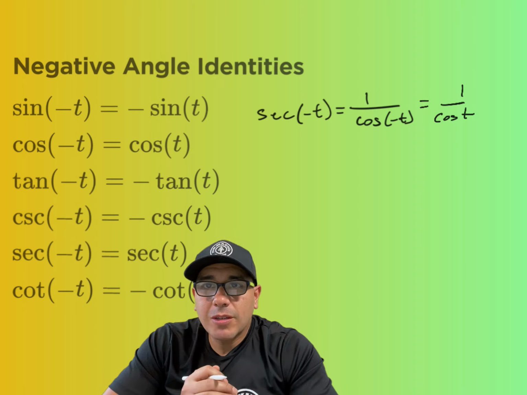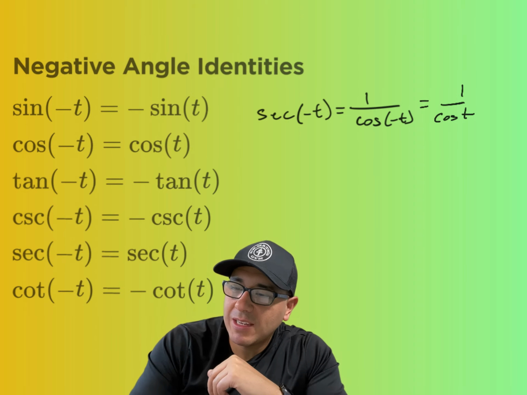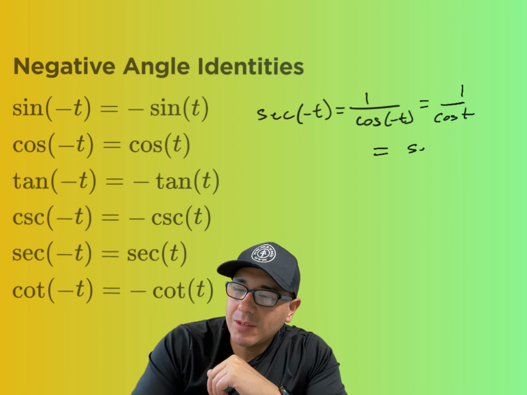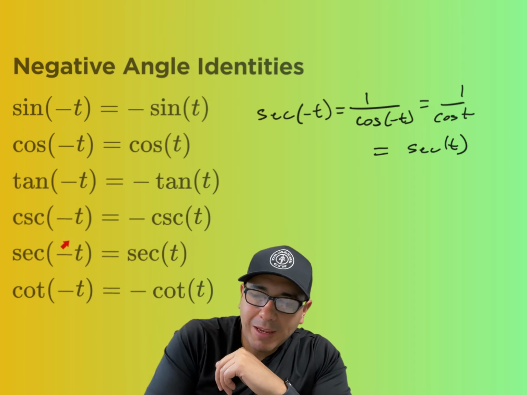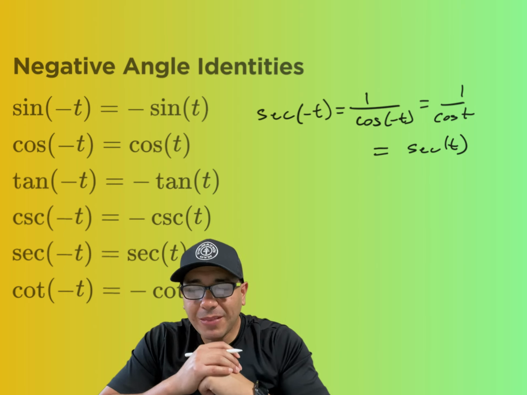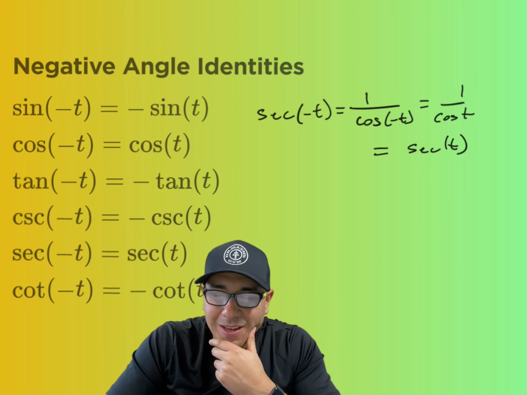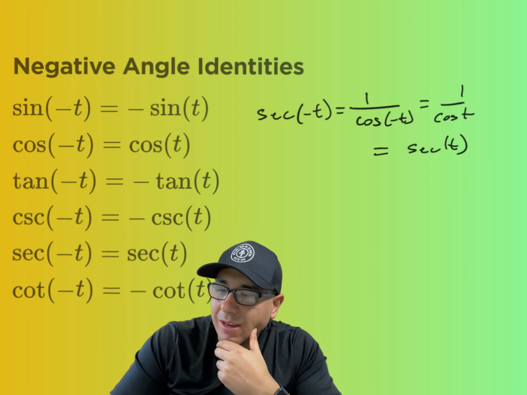And what is 1 over cosine of t? We already know that's just secant. So this equals secant of t. And that's what we have right here, as expected. And what's nice, we could save some time for this one. Actually, let's just go ahead and write it out.